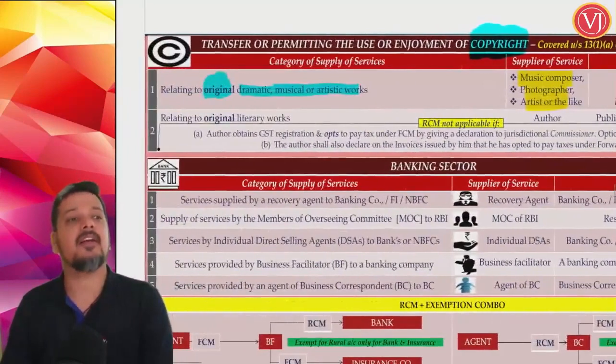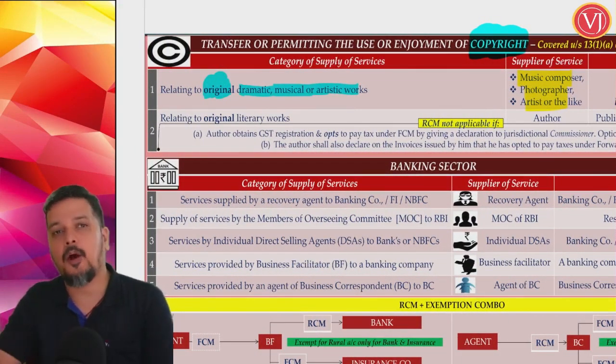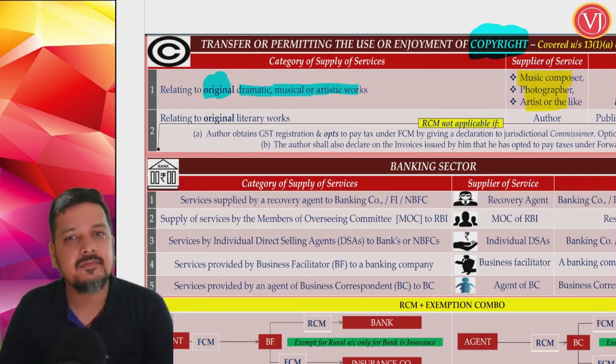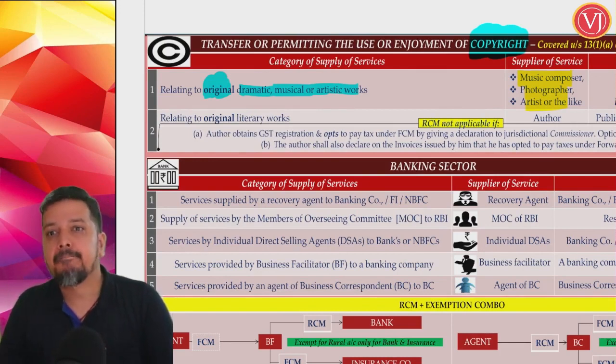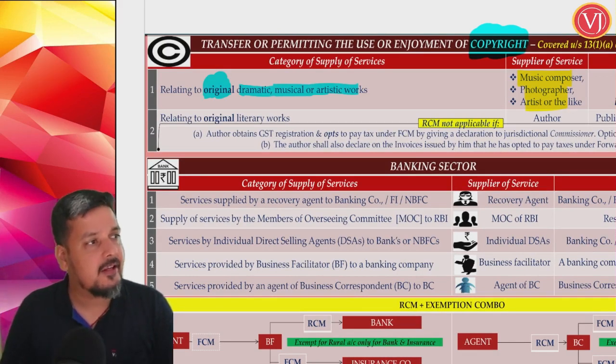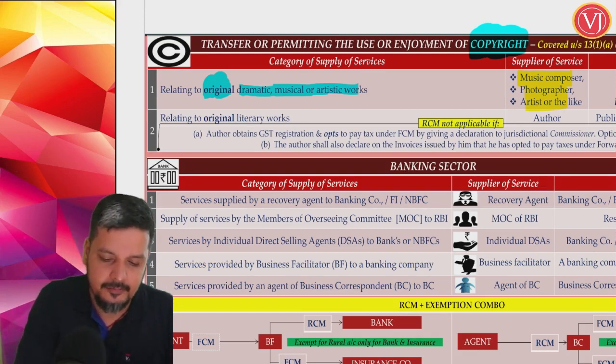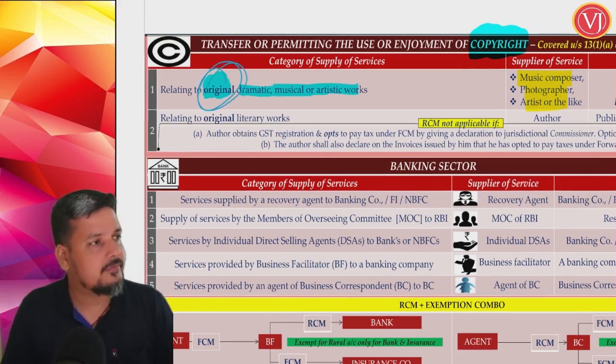Sony Music is giving the copyrights of that song to JioSaavn app, Spotify app, etc. Why? It's not original music. It is further copyright. It is FCM. Understanding the difference? That is the relevance of the term original.